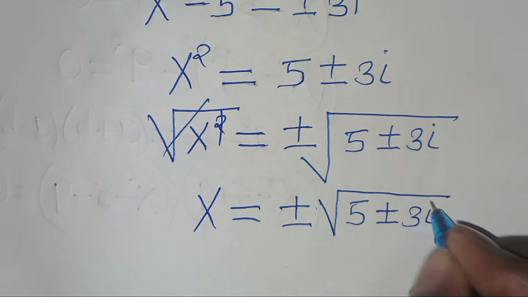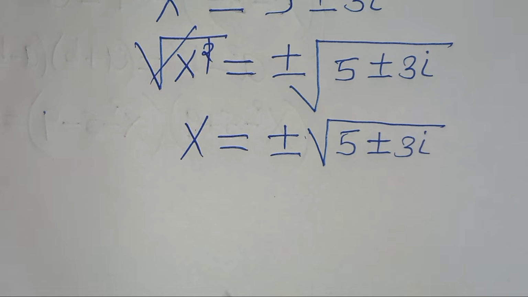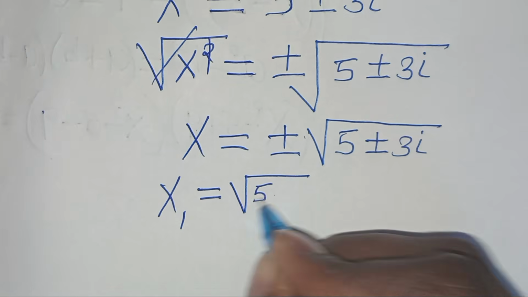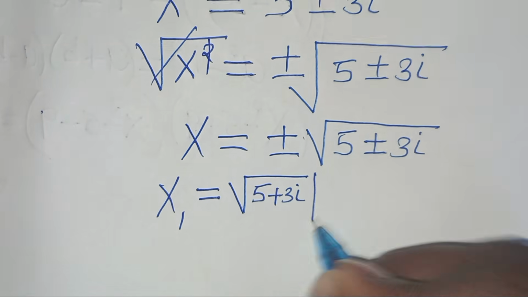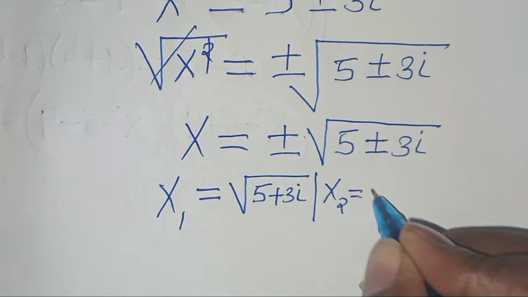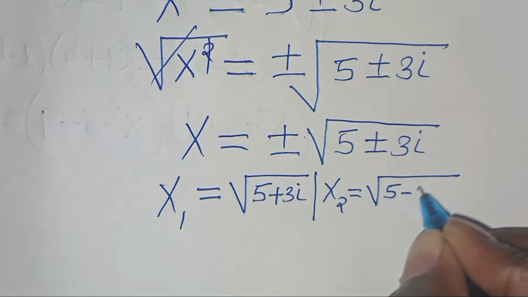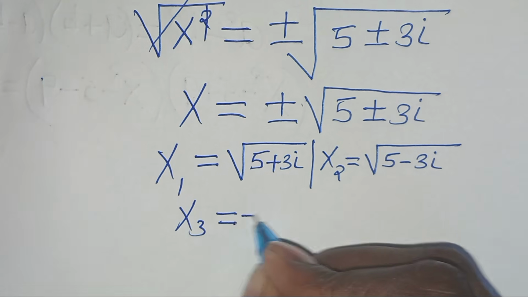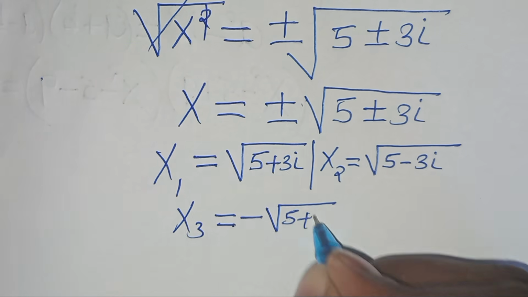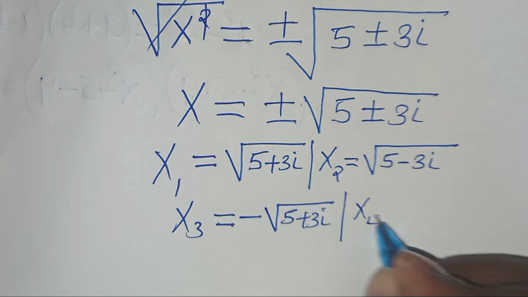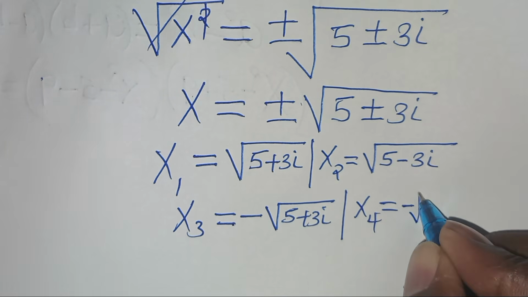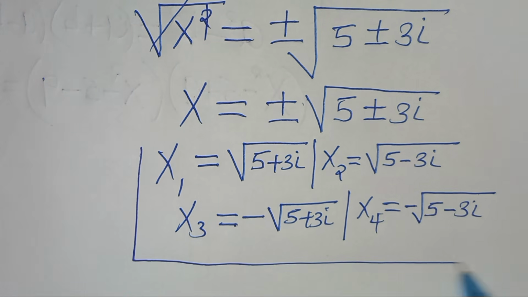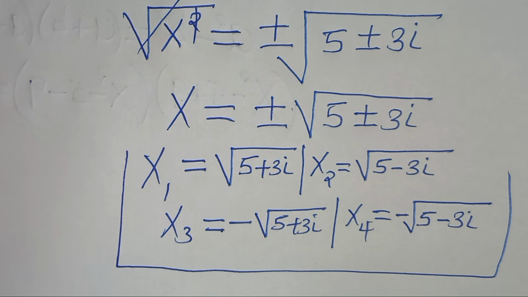So this means that we have x1, which is equal to square root of 5 plus 3i. We have x2, which is equal to square root of 5 subtract 3i. We have x3, which is equal to negative square root of 5 plus 3i. Then we have x4, which is equal to negative square root of 5 subtract 3i. So these are the 4 solutions under case 1. Now let's proceed to case 2 from here.